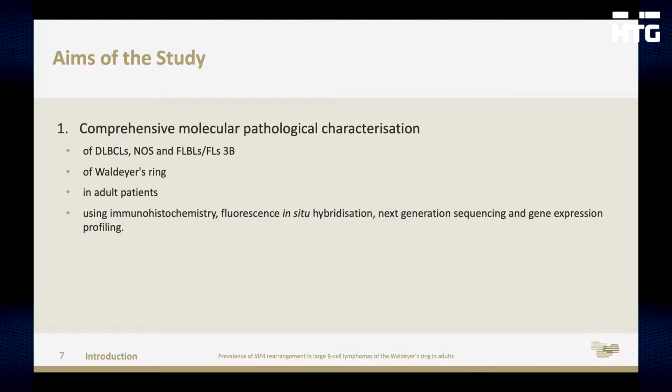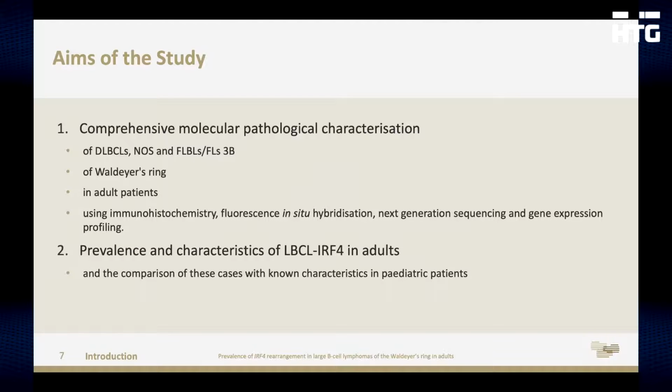Therefore, we designed this study to comprehensively characterize cases of DLBCLs and follicular large B-cell lymphomas, or follicular lymphomas grade 3B, of the Waldeyer's ring in adult patients, using a complementary approach to determine the prevalence and characteristics of LBCL IRF4 in adult patients and to compare these lymphomas in Waldeyer's ring with those of other locations.